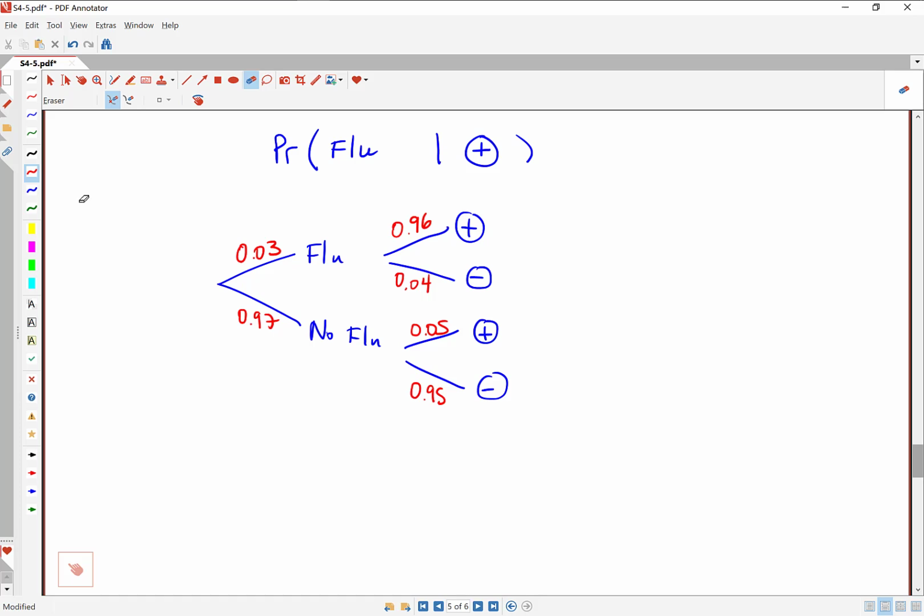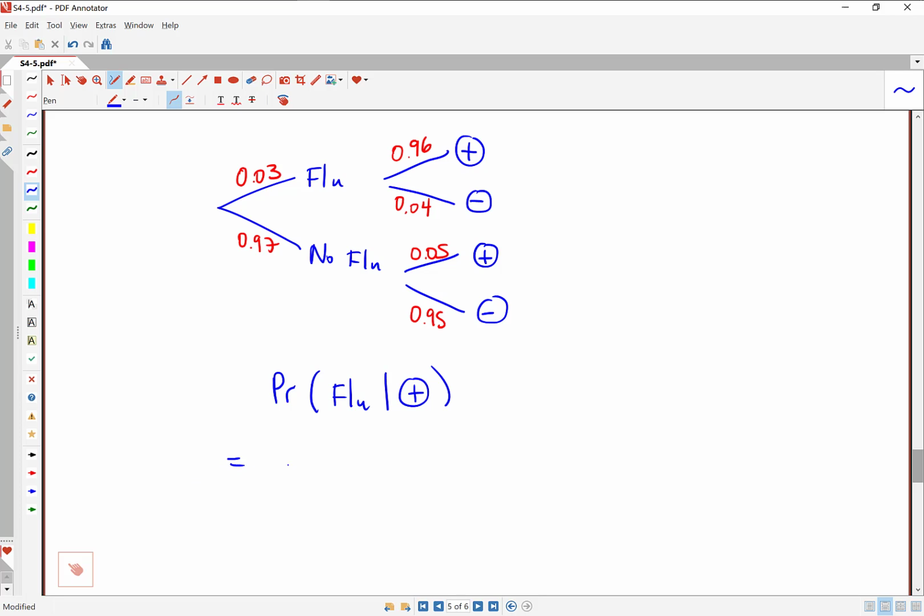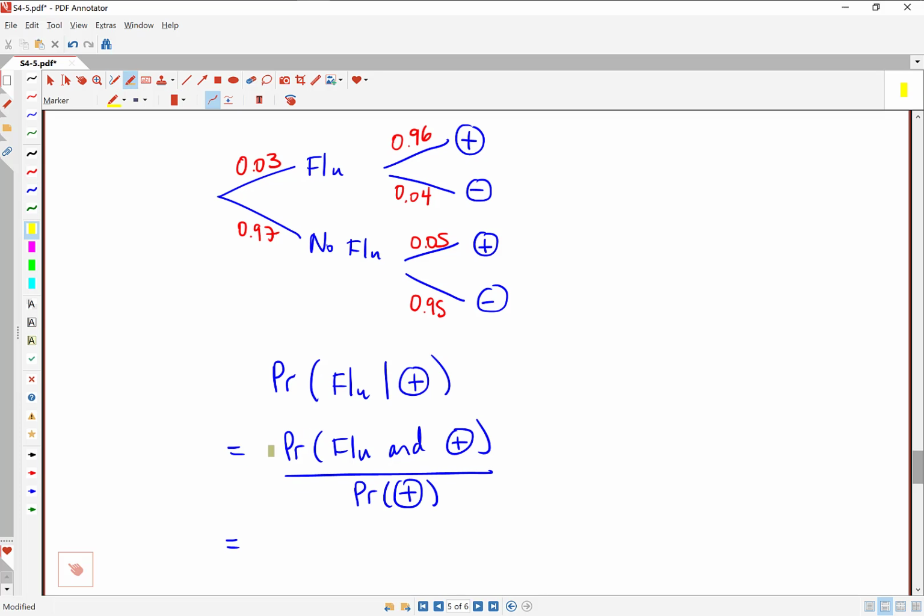So now that we've got all the numbers in the correct places, it's just a matter of using our conditional probability formula. So I'm going to write out again the probability that we're trying to calculate. We want the probability that someone has the flu given that they test positive. So according to our conditional probability formula, that means doing probability of flu and positive divided by probability of the given information, so just probability positive. So if we want flu and positive, the word "and" is just going to prompt us to multiply along the appropriate branches. Flu and positive, we're going to go 0.03 times 0.96.